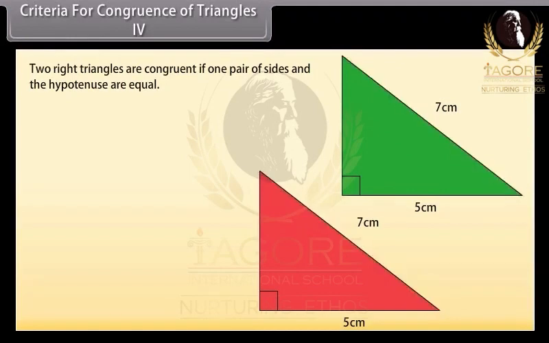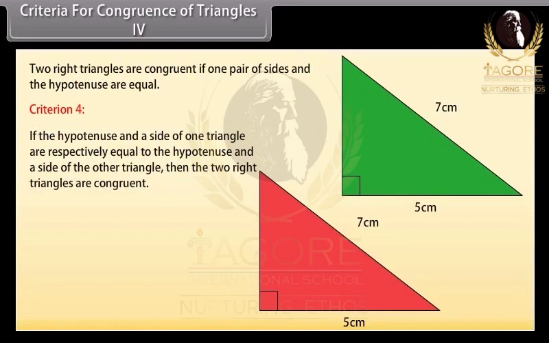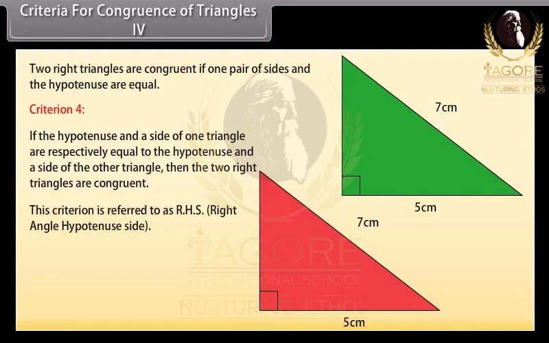This we have as Criterion 4. If the hypotenuse and the side of one triangle are respectively equal to the hypotenuse and the side of the other triangle, then two right triangles are congruent. This criterion is referred to as RHS, right angle hypotenuse side.